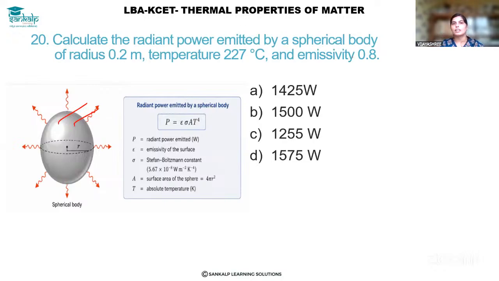So what is it? Radiation or energy emitted per unit volume of a body is directly proportional to the fourth power of absolute temperature. Or if we take power, radiant power, P is directly proportional to T to the power 4. Or we can write it as P is equal to epsilon into sigma into A into T to the power 4. We can use this formula directly. P refers to radiant power.